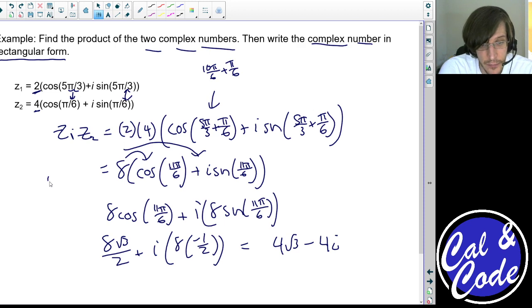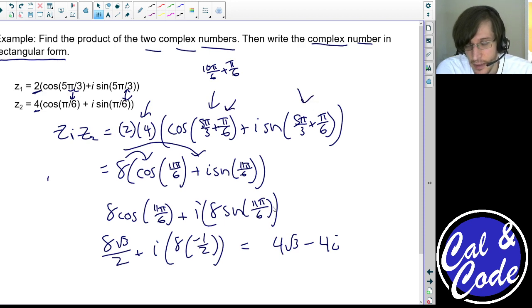If I were dividing, I would do very similar things, only instead of multiplying here, I would divide, and instead of adding here, excuse me, I would subtract.